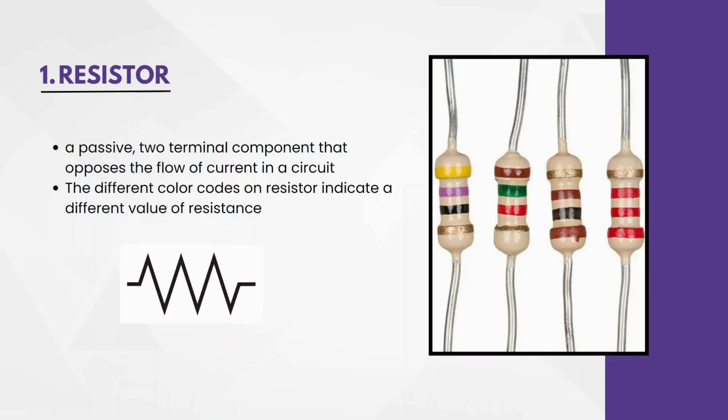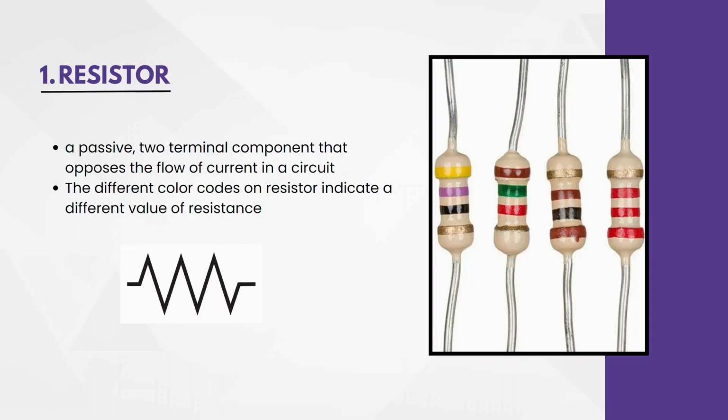Whenever we use a resistor in a circuit, it means that it will oppose the flow of current in that circuit. A passive component means that component will be using external energy. It will not produce any energy on its own. Whereas the active component, such as the battery, will produce energy on its own. That stored energy it will be producing. Whereas the resistor here will use energy or voltage from the battery. That is why we call it a passive component.